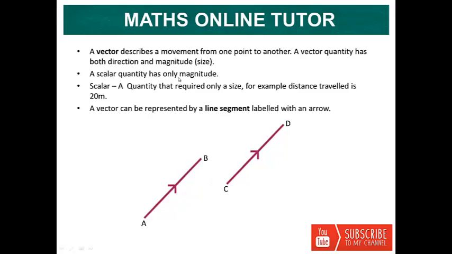A scalar quantity, on the other hand, has only the magnitude. There is no direction. For example, a distance traveled is 20 meters. There we only have the magnitude. There is no direction. So it is not a vector. We call it a scalar. A vector can be represented by a line segment labeled with an arrow.